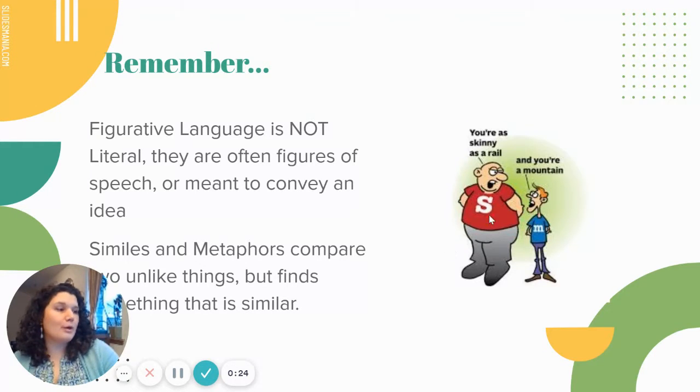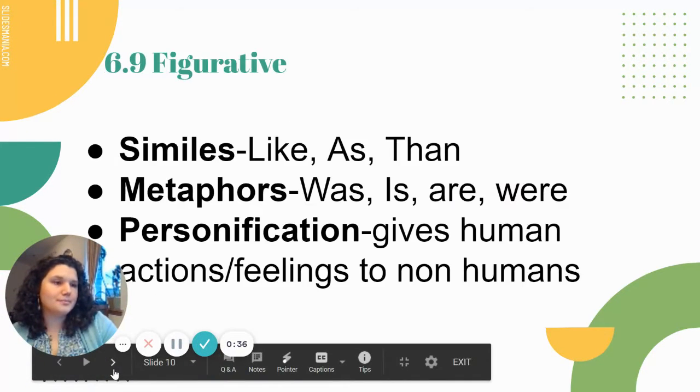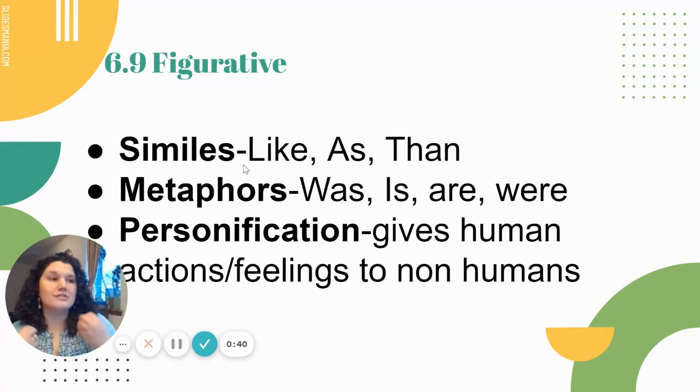So they're talking about sizes. He says, you're as skinny as a rail to this guy. And he says, you are a mountain. And so that's how a simile and a metaphor can talk to each other. So similes compare things using words like as, than. Metaphors compare two things using words like was, is, are, were.